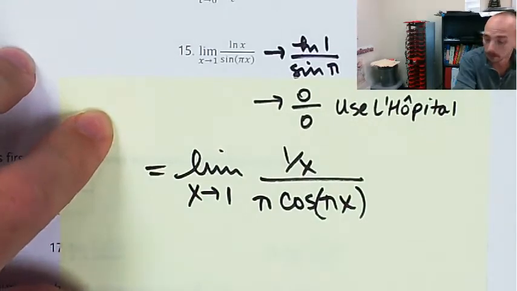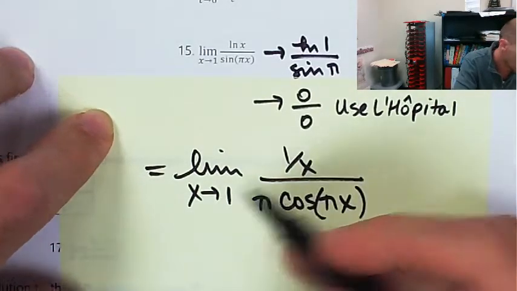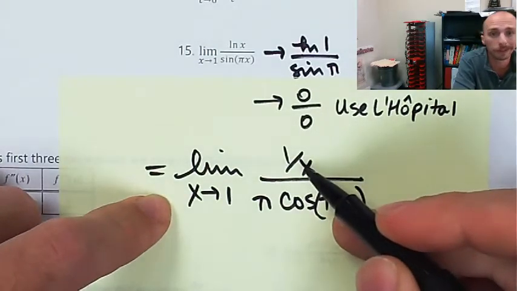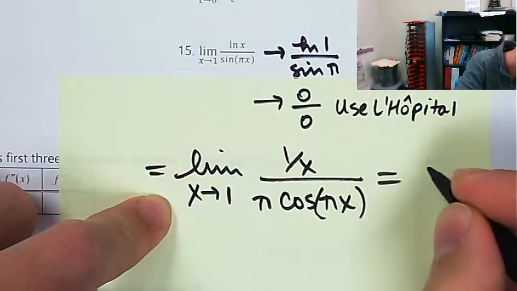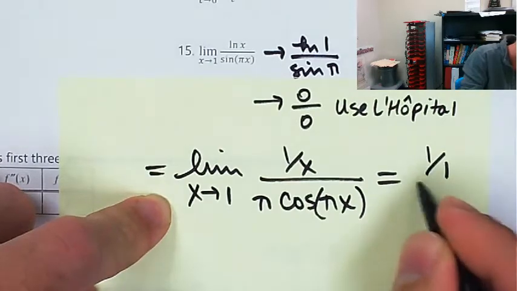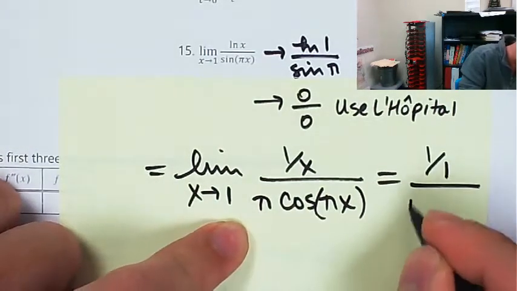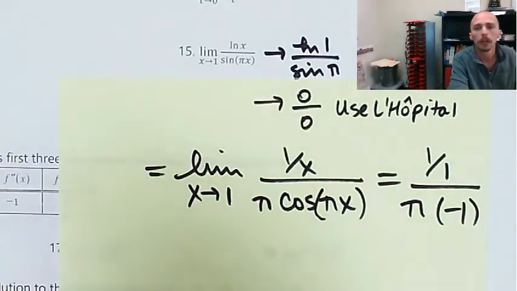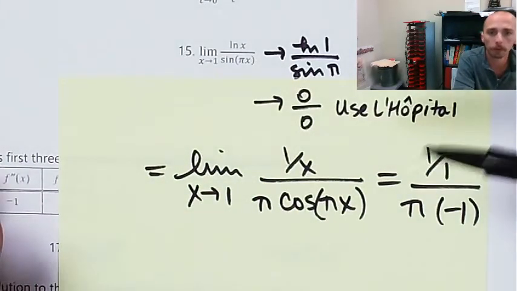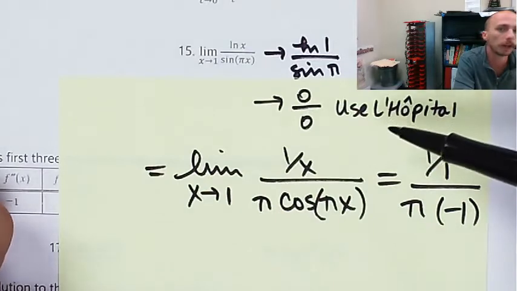And then we're going to try again and see what happens when I let x be 1. Well, I'm getting 1 in the numerator, so that's neither 0 nor infinity, so I know that this is going to be the last step. So this is equal to 1 over 1 divided by pi times the cosine of pi. And I'm going to tell you that cosine of pi is -1. And so that is how we're getting our solution and properly justifying our answer, right?